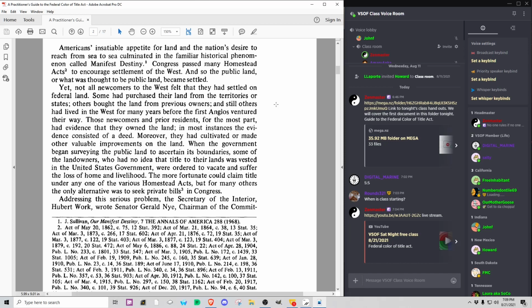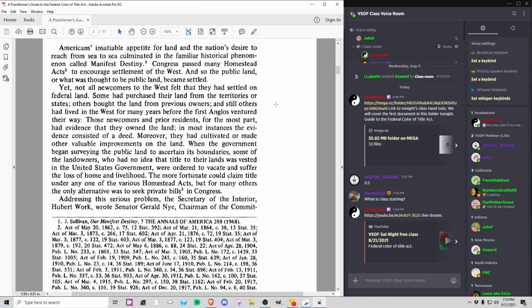Those newcomers and prior residents, for the most part, had evidence that they owned the land. In most instances, the evidence consisted of a deed. Now, a deed is something that transfers title of land from one to another. Moreover, they had cultivated or made valuable improvements on the land, meaning they put up houses, they put up barns, they planted trees, they grew crops, whatever.